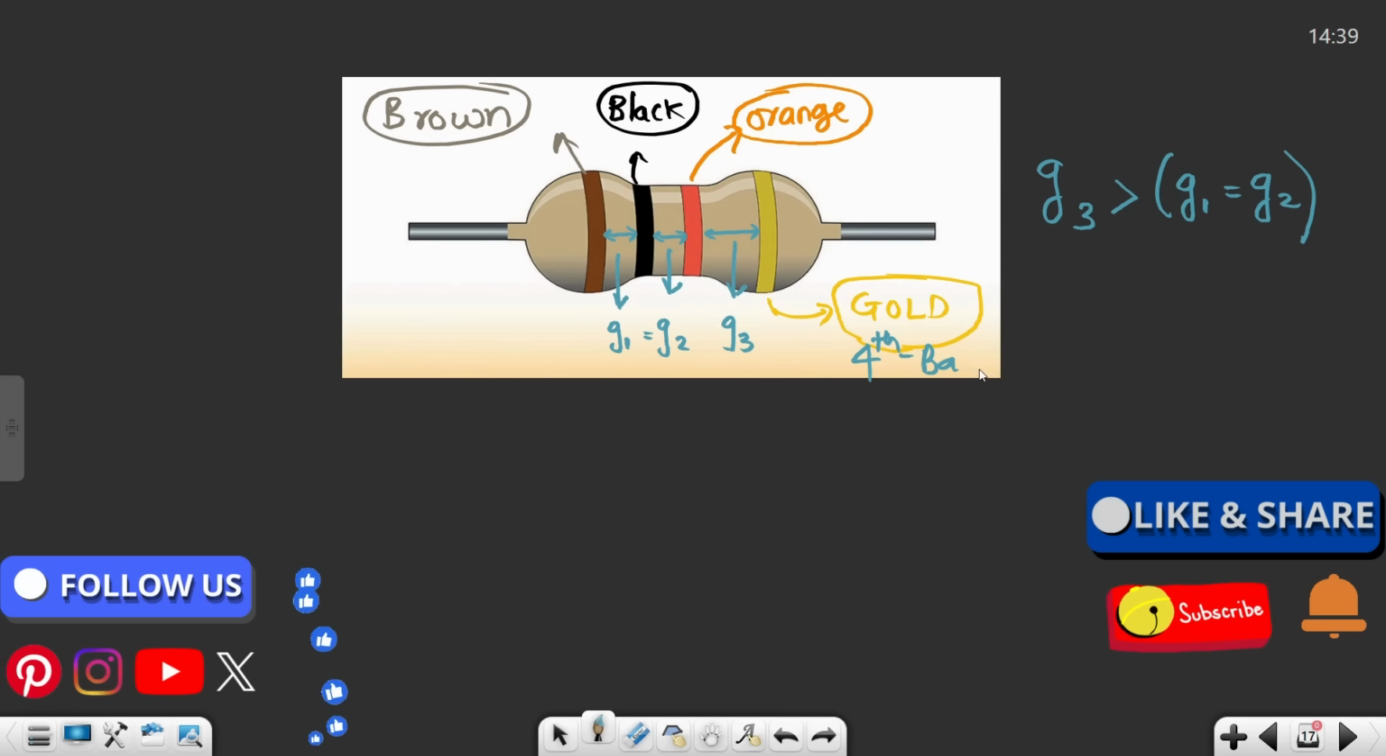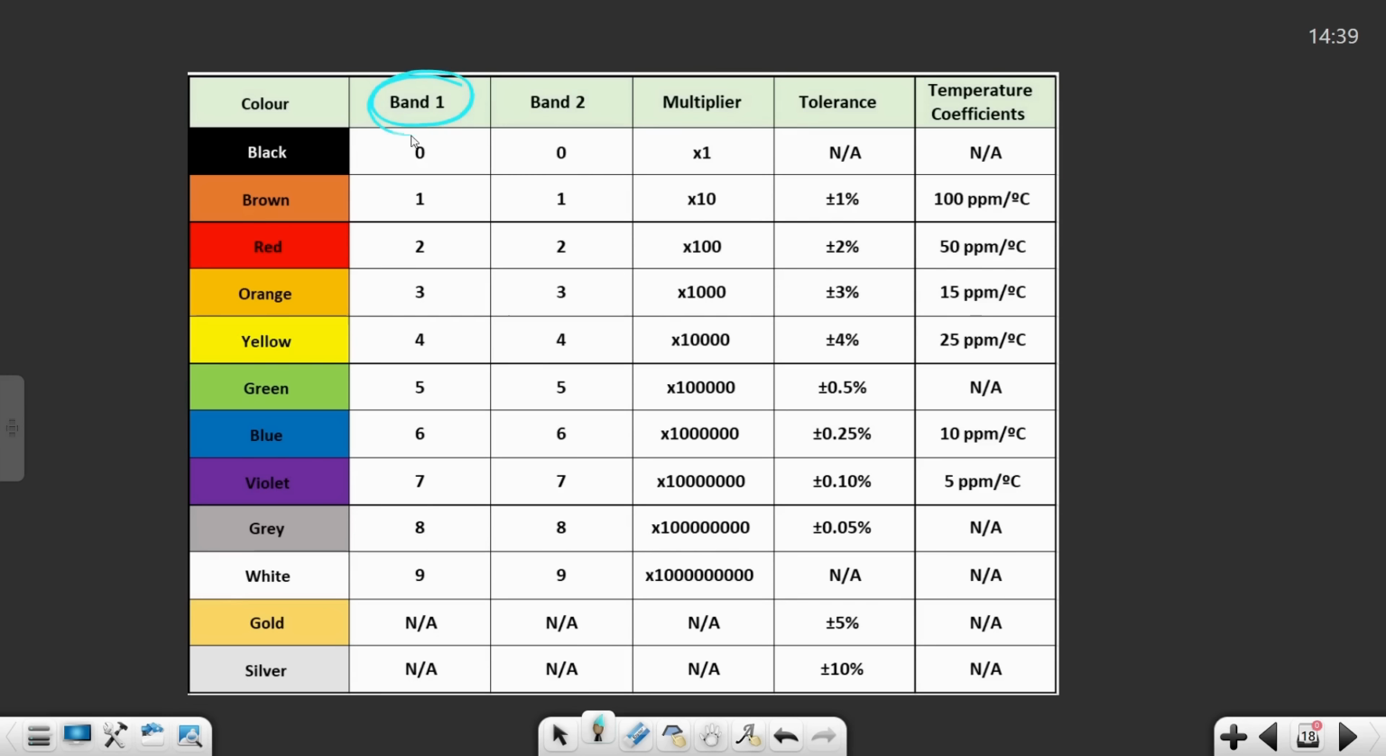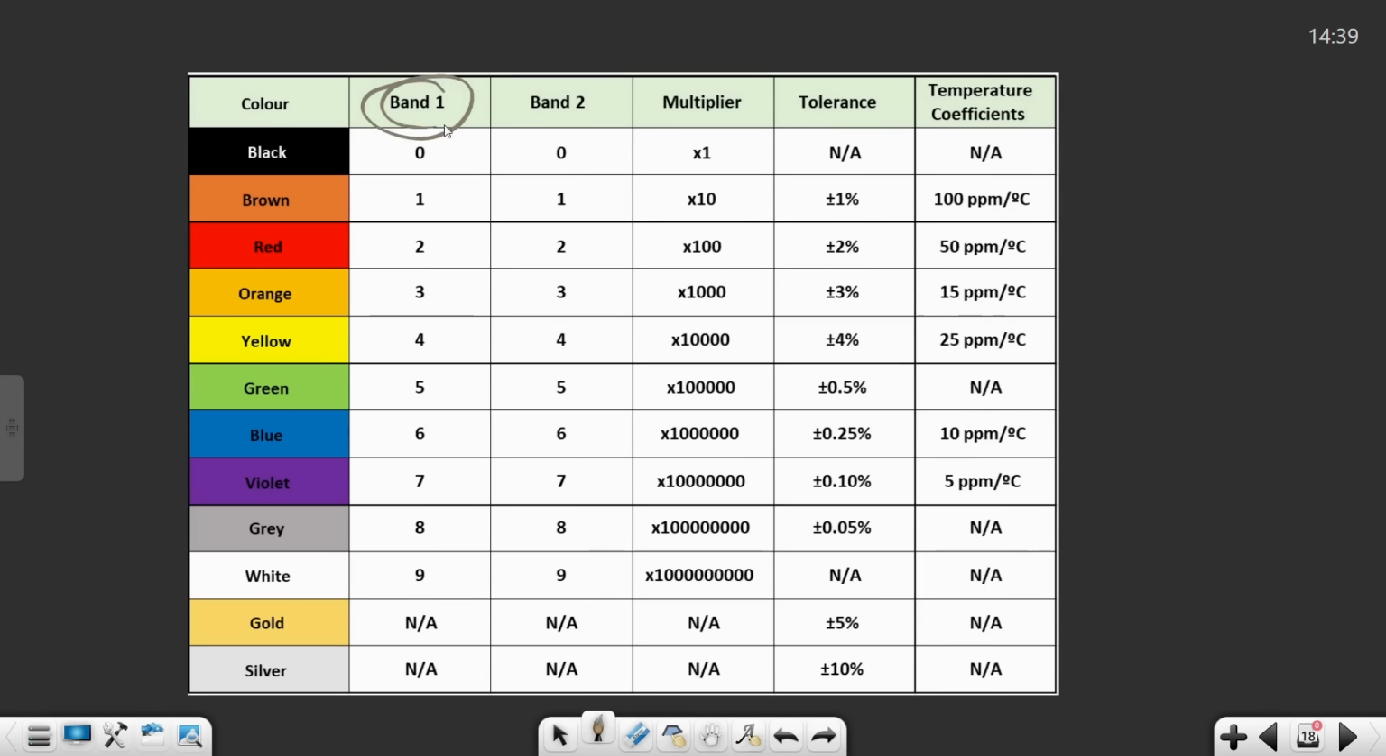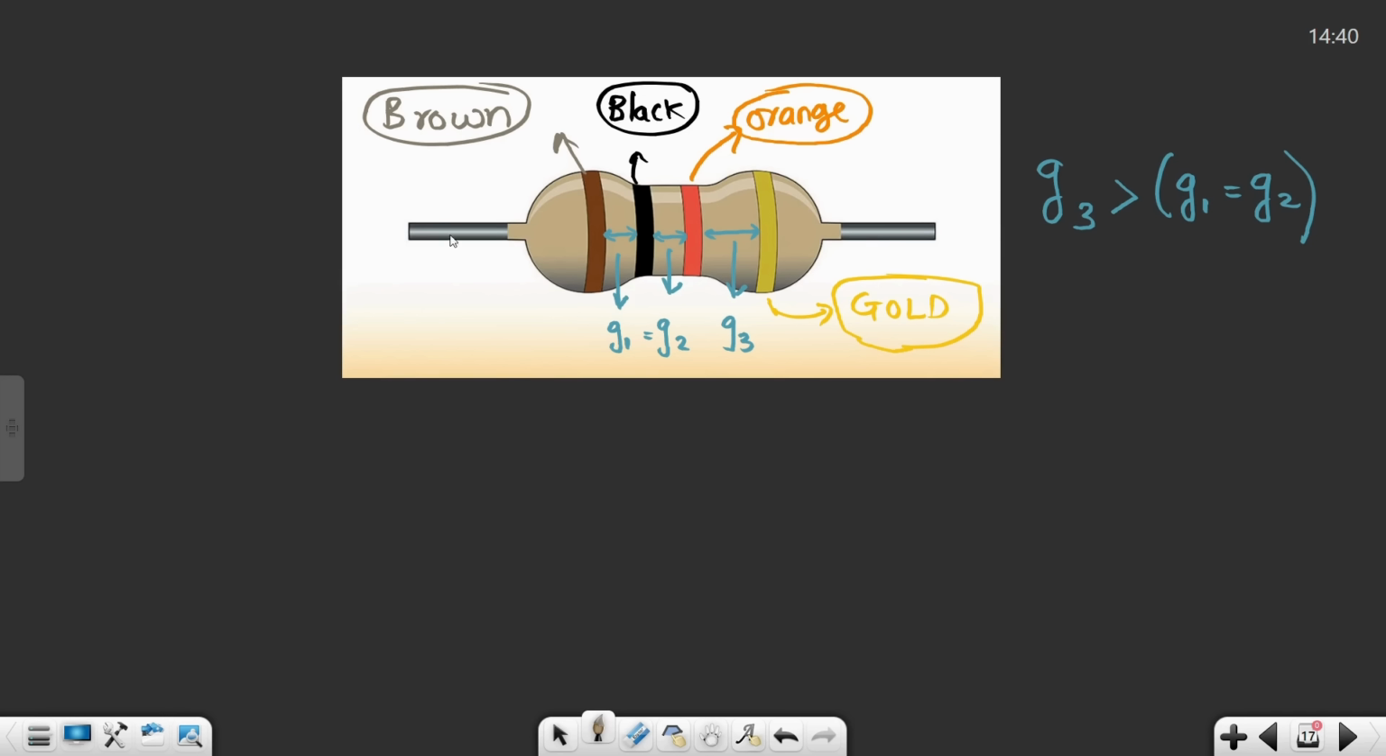I hope this particular part is crystal clear. So I'll keep it as it is, and we'll see how to proceed further. You see the first band is the brown band. Here is band 1, and we have brown over here, so the value for this table is 1. It is the first band, as clearly mentioned.